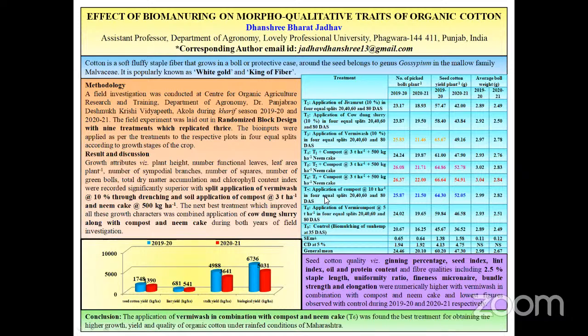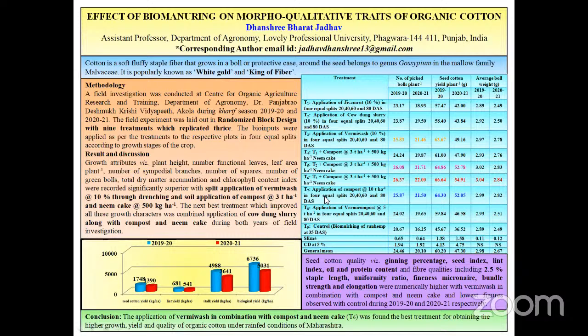In case of the quality parameters like ginning percentage, seed index, lint index, oil and protein content were found non-significant. Also, the fiber quality parameters, namely 2.5% span length, uniformity ratio, fineness micronaire, bundle strength and elongation were also non-significant. However, numerically higher values were recorded with a combined application of vermiwash with compost and neem cake.